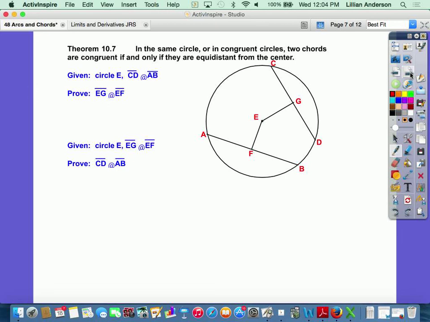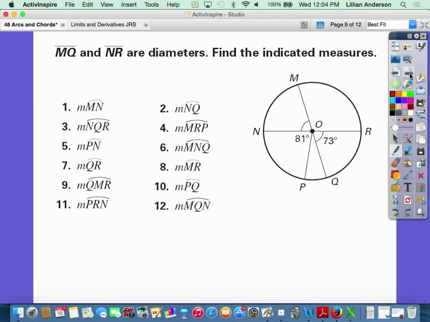Let's take a look at some examples that deal with arcs, like this one. And then we'll get to the chords. So we have segment MQ and segment NR are diameters. Think about it. What do diameters do to a circle? Cut it in half. Okay, so we need to find the indicated measure. Raise your hand if you can figure out the measure of arc MN. And you know this because of what reason?